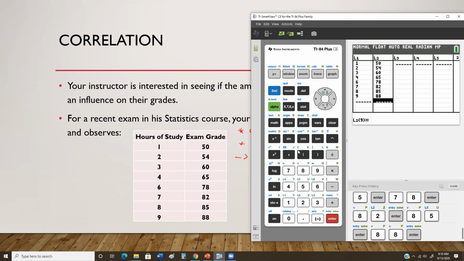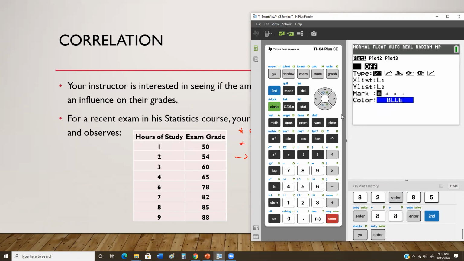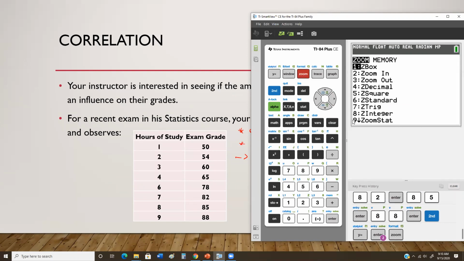Now, because I reset my calculator, I just want to turn my stat plot on. So I'm going to go second function, stat plot here. And mine says plot 1 off. I'm going to hit enter and I'm going to turn it on. And this is the scatter plot right here. So the first option there is the scatter plot for your data. So whenever you input new data and want to see the graph of it, you just hit the zoom button. So zoom, and you want number 9 for zoom stat.